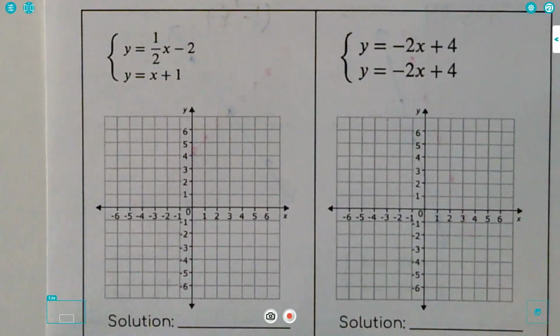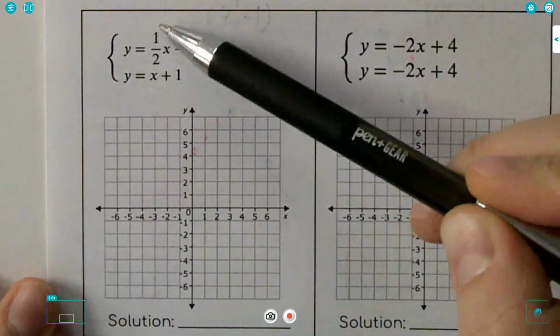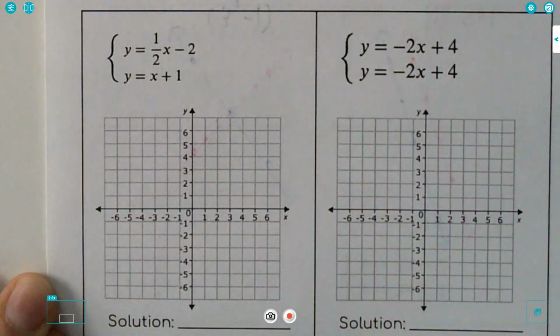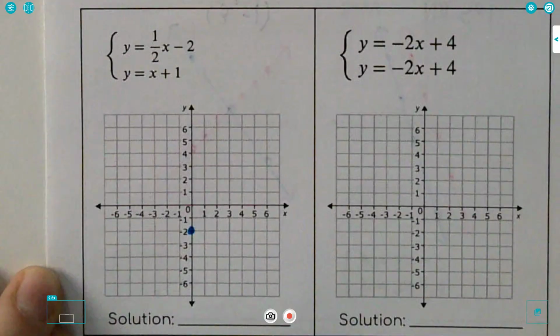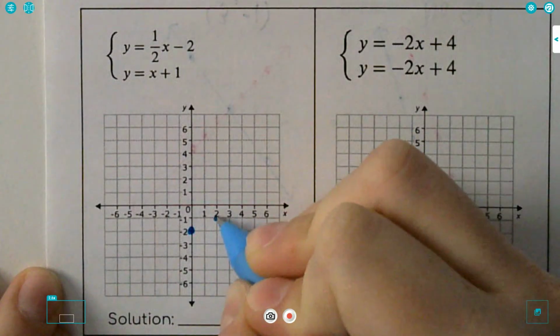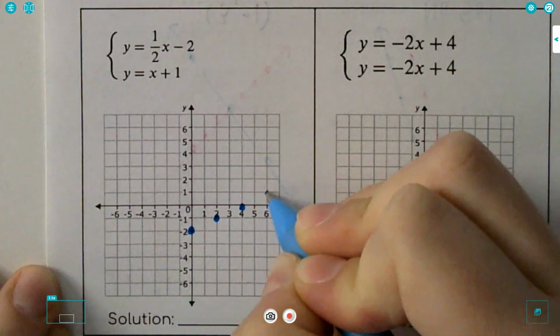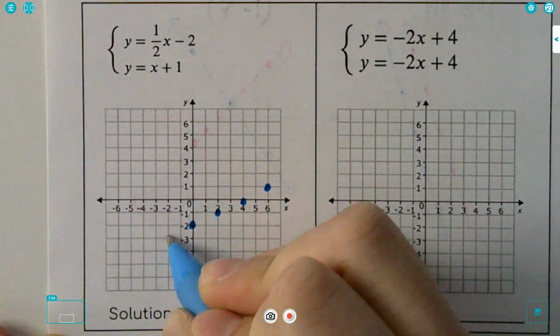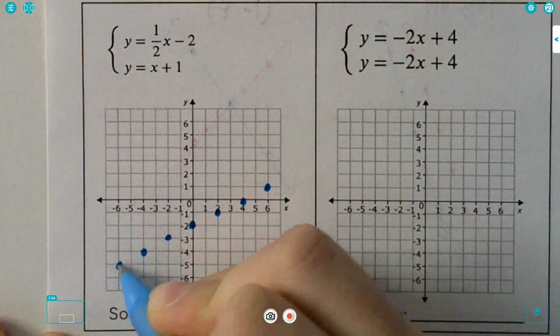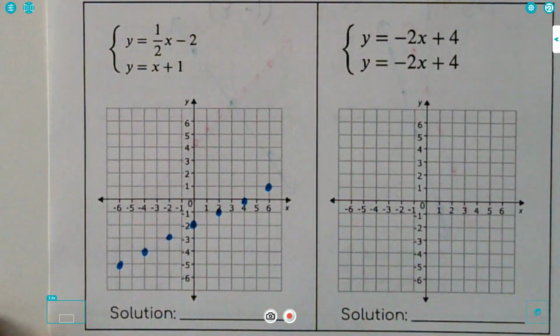Okay, this one we've got y equals 1/2 x minus 2. So I'm going to start at negative 2. And I'm going to graph a slope of 1/2. So up 1, right 2, up 1, right 2, up 1, right 2. Because I do not yet know where my 2 lines will cross, I want to go the other way as well. So I'm going to go down 1, left 2, down 1, left 2, down 1, left 2. So with my first line, I go as far as I can in both directions.